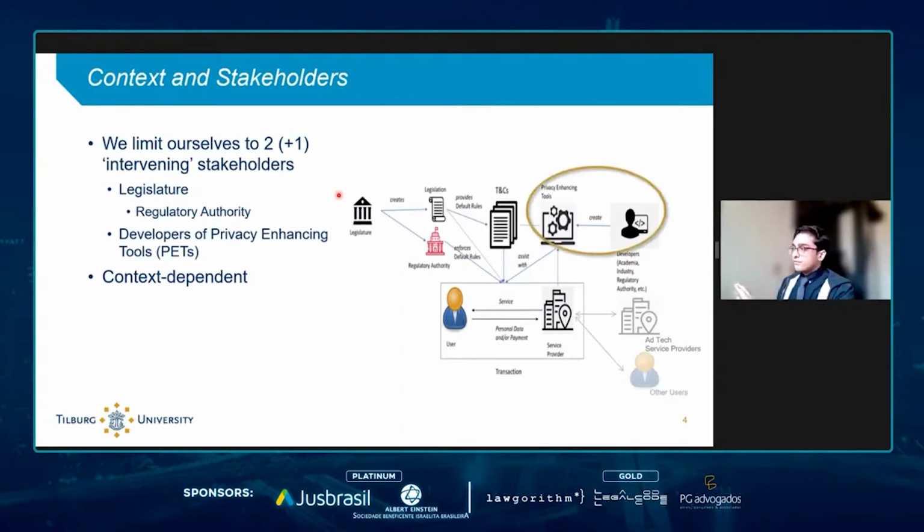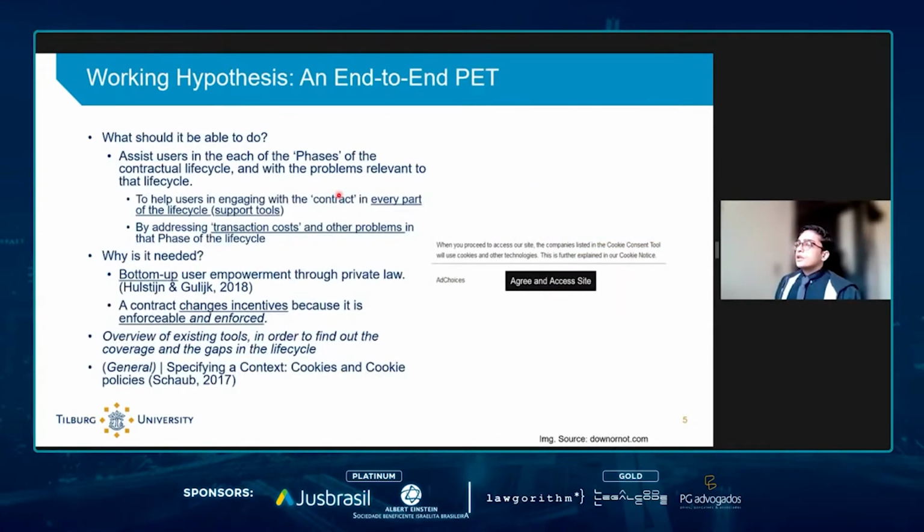And for today's discussion, we focus on the privacy enhancing tools and their developers. Now, as we saw, the users face a lot of problems across the life cycle of the contract, across each of the 3 phases. And as we will elaborate in a little bit, these problems are interlinked. So our working hypothesis is that an end-to-end contractual or transactional privacy enhancing tool should be able to assist users in each of the phases of the contractual life cycle with the problems that are relevant to that part of the life cycle. And it should help users, it's a support tool.